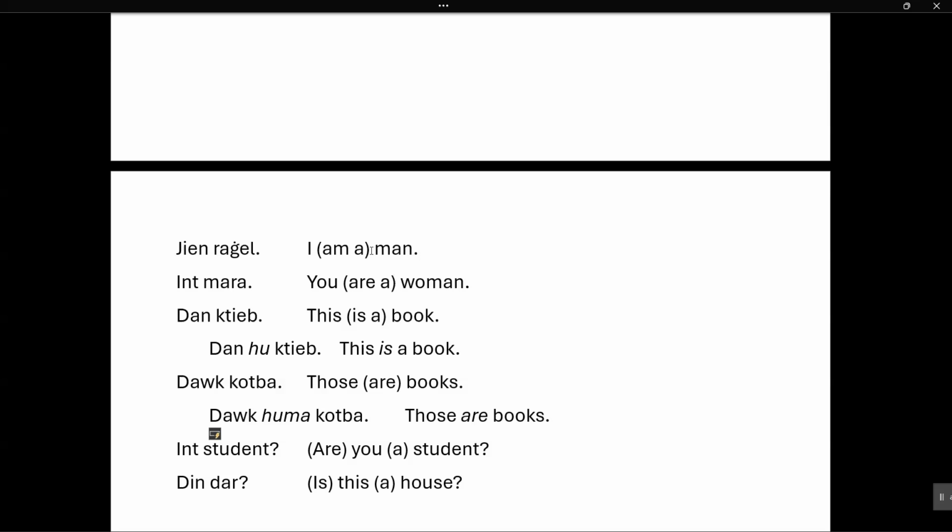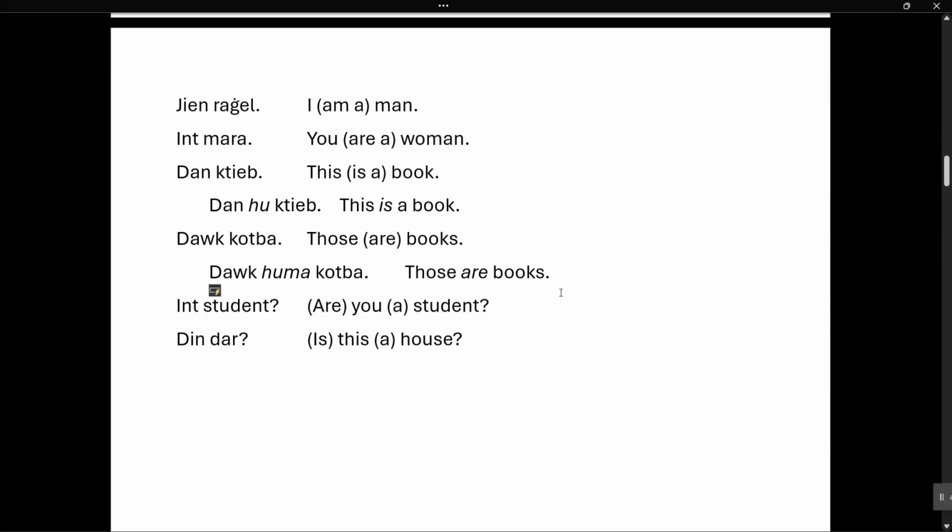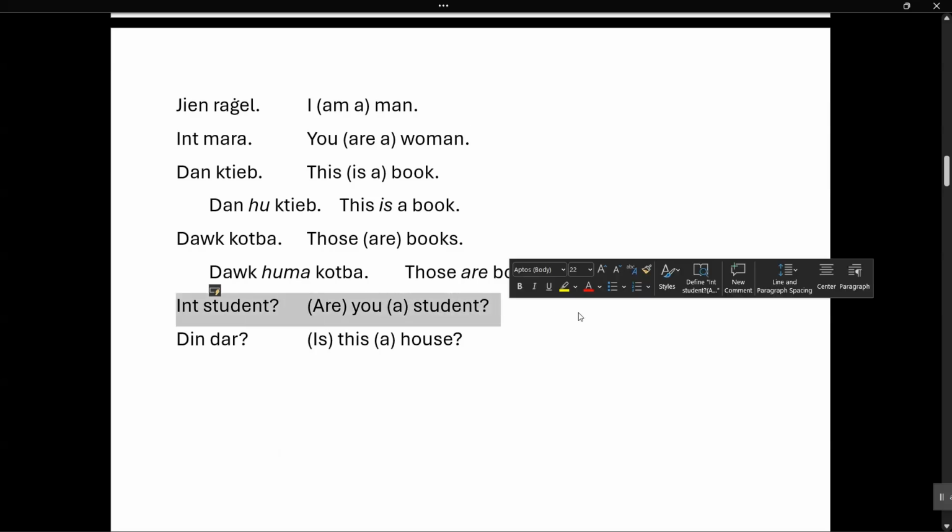Int mara, you are a woman. Dan ktieb, this is a book. I'm going to look at this one. Dawk kodba, those are books. And then this one. Int student, are you a student? So look, in English, the word order changes to accommodate the question. In Maltese, this word order doesn't exist.